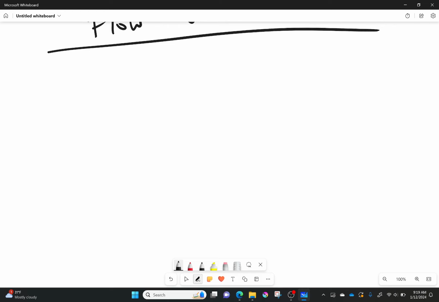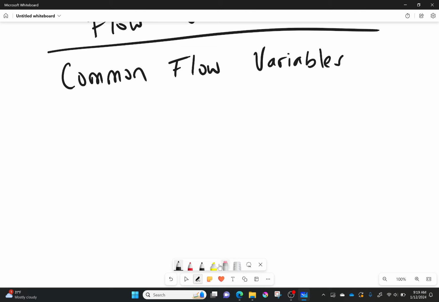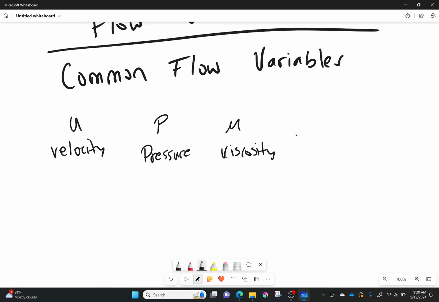Now, what are the flow variables we see in aerodynamics? So let's go through the common ones. Won't talk about the uncommon ones quite yet. And those would be things like velocity, pressure, viscosity, density, and temperature.